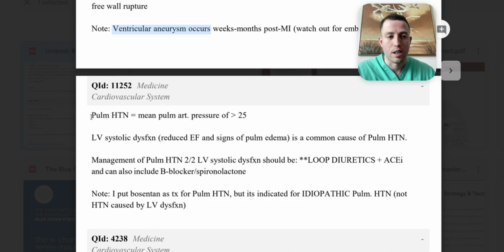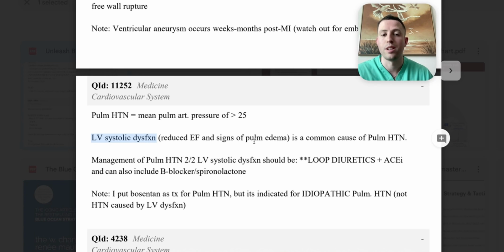All right, let's talk about pulmonary hypertension. You're going to diagnose this when you see a mean pulmonary artery pressure of greater than 25. That's a number you need to memorize. Greater than 25, you're thinking pulmonary hypertension. A very common cause of pulmonary hypertension is left ventricular systolic dysfunction. Basically the left side of the heart doesn't squeeze well and the blood backs up into the lungs.